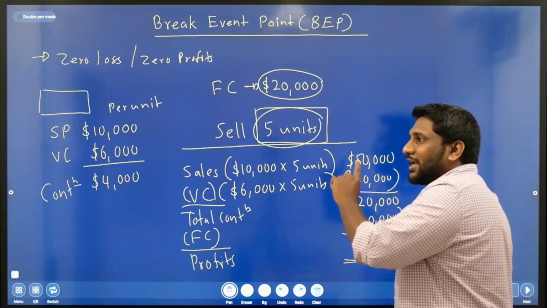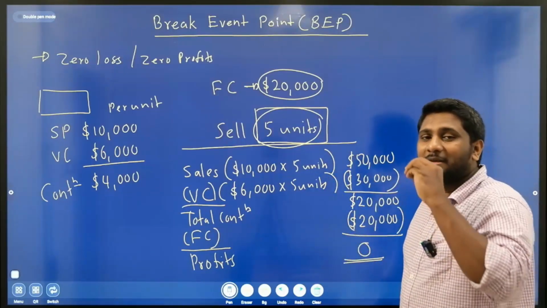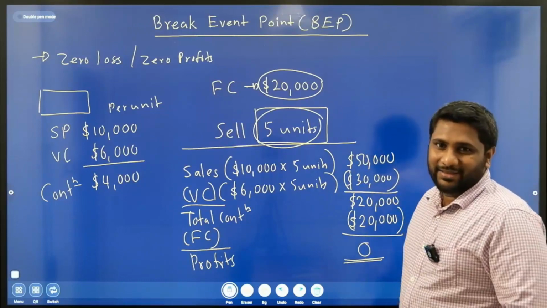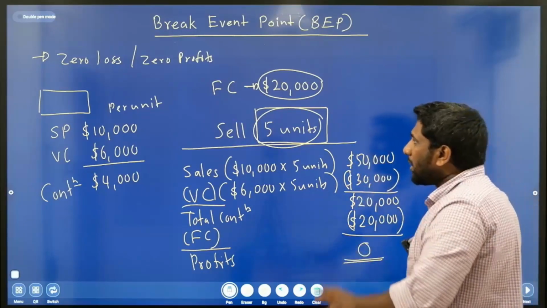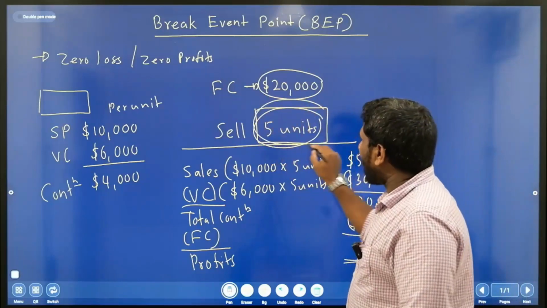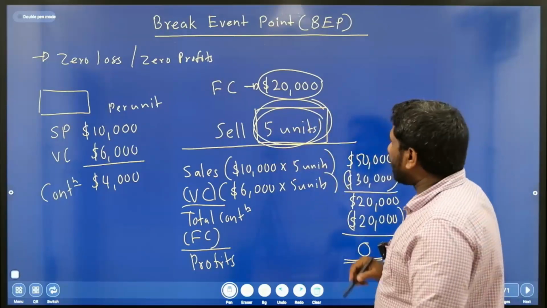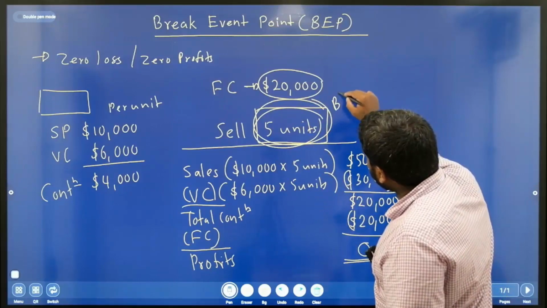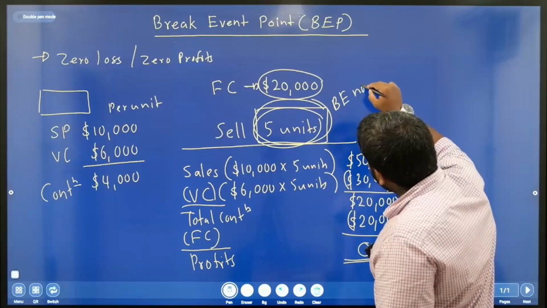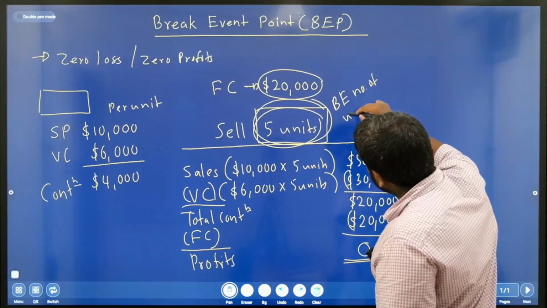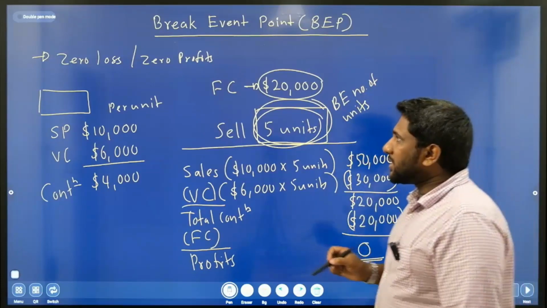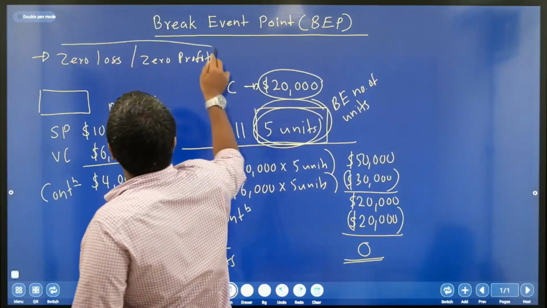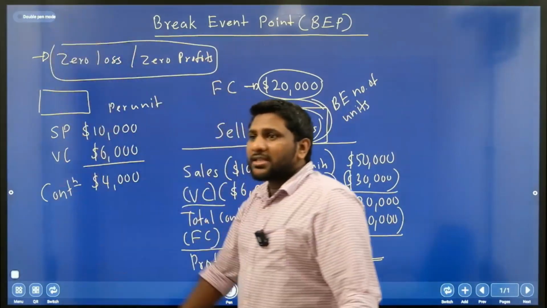Then what we calculated is correct or not? 100% correct. For you to cover all the costs, how many units should you sell? 5 units. So this number of units we will call the break even number of units. So what is this break even number of units? It means, for you to generate 0 loss or 0 profits, how many units should we sell?